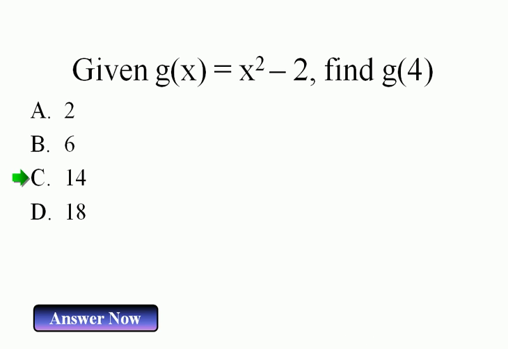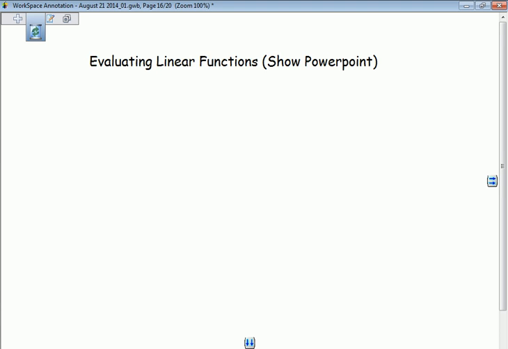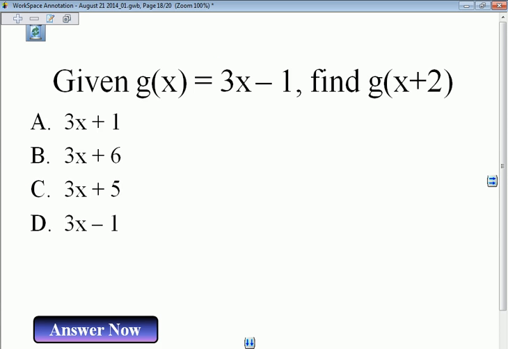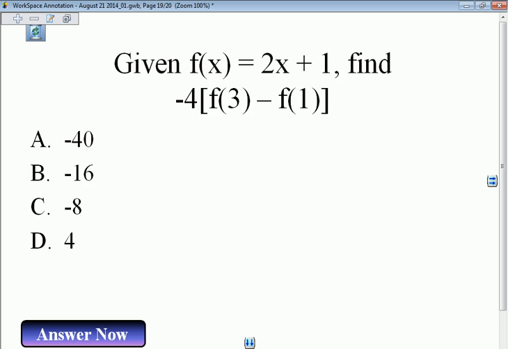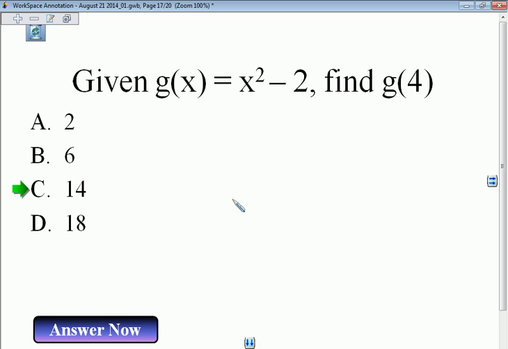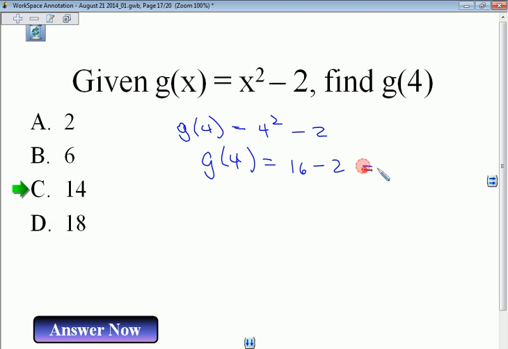All right, where'd it go? Okay. Oh, I erased them all. So on this one, if we plug 4 in, we get 4 squared minus 2. G of 4 is 16 minus 2, which is 14. So G of 4 equals 14.